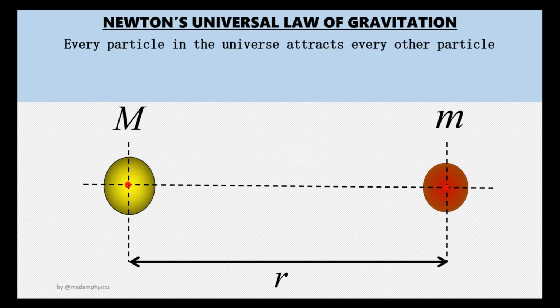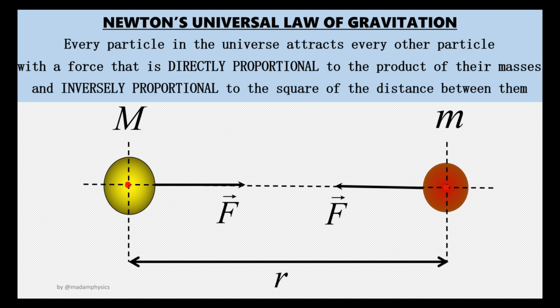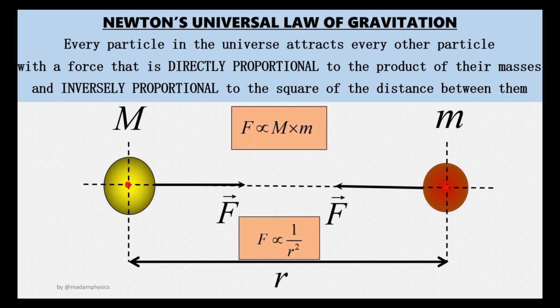Newton's universal law of gravitation states that every particle in the universe attracts every other particle around it. So both objects will exert an equal force to attract one another. This force is directly proportional to the product of their masses and inversely proportional to the square of the distance between them. So there are two important relations that we can get from this law. The first is that force is directly proportional to the product of both object masses, and the second is that it is inversely proportional to the square of the distance between the two objects.